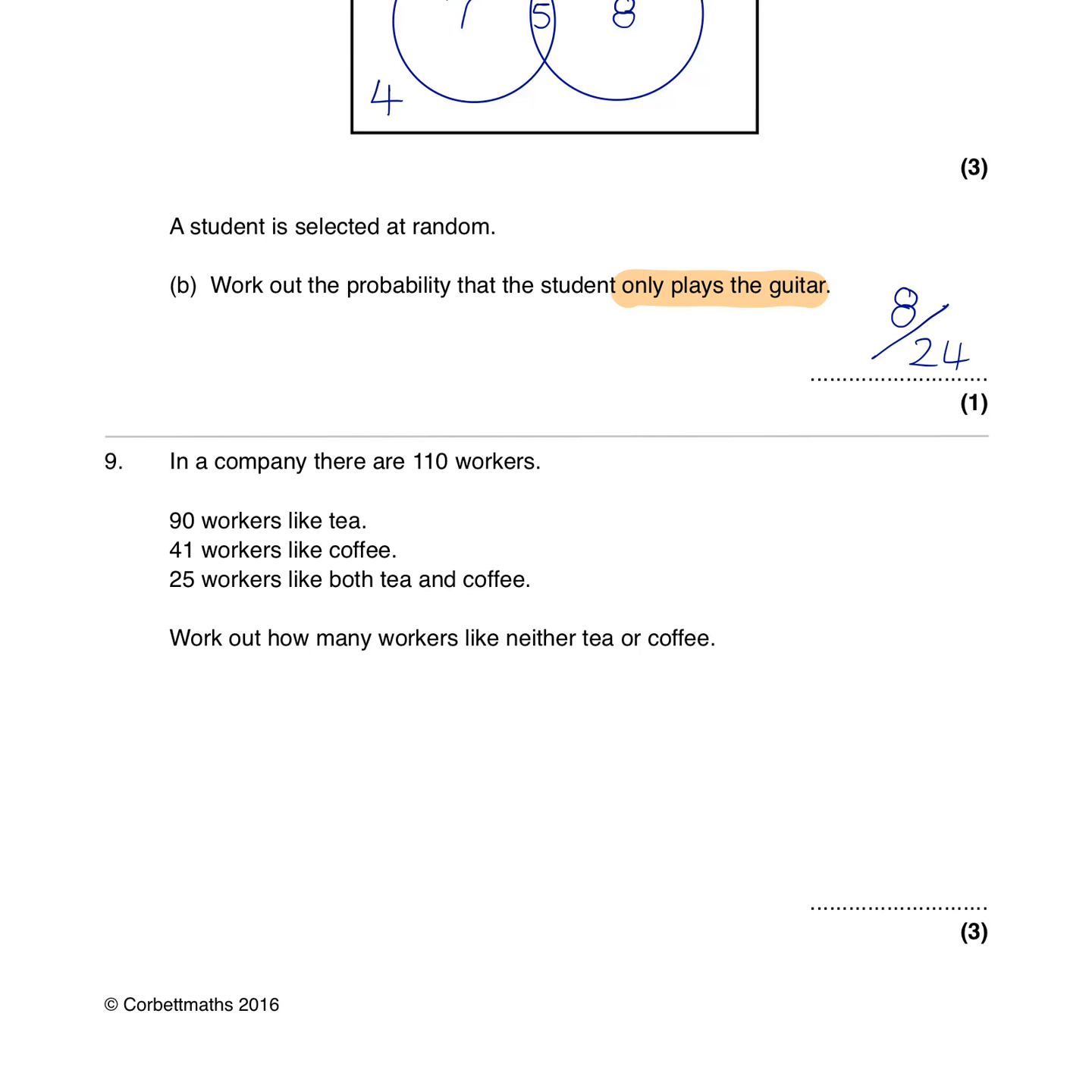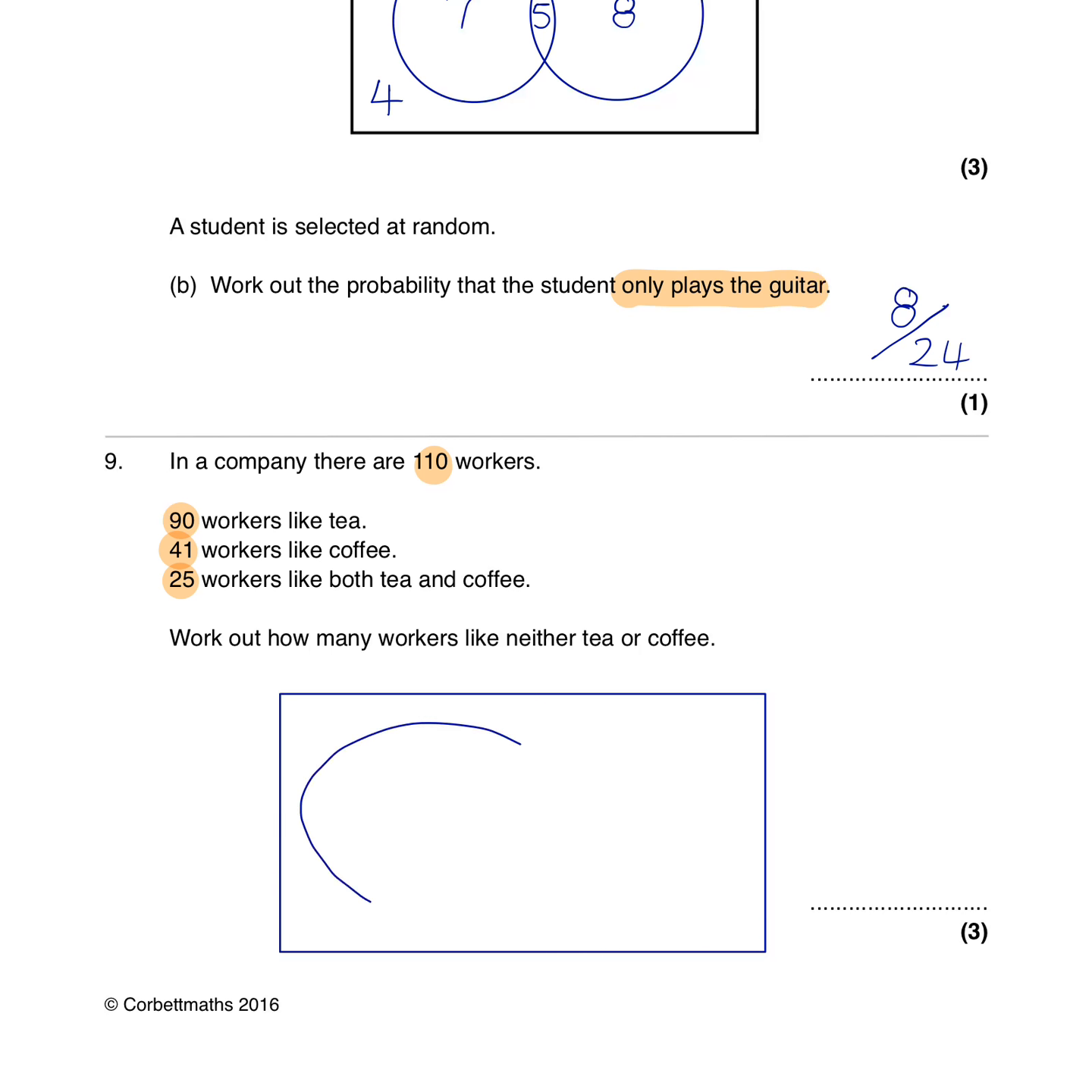Question 9. In a company there are 110 workers. 90 like tea, 41 like coffee, 25 like both tea and coffee. But we've got to work out which ones don't like either. So I'm going to draw my own Venn diagram this time. I need 2 circles, one for tea, one for coffee.